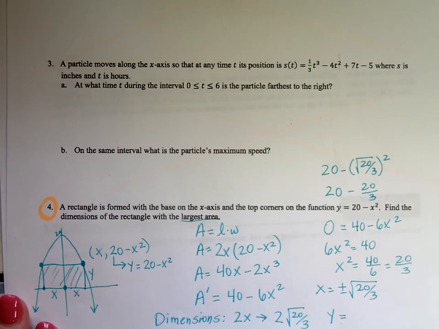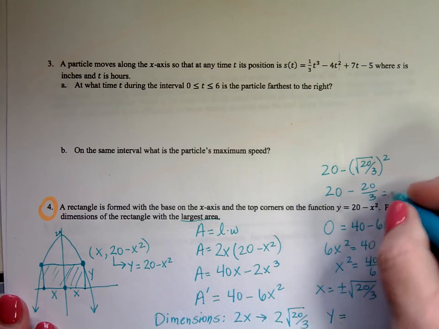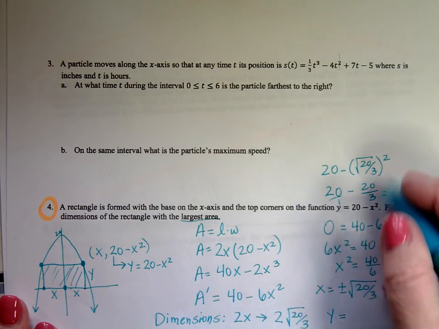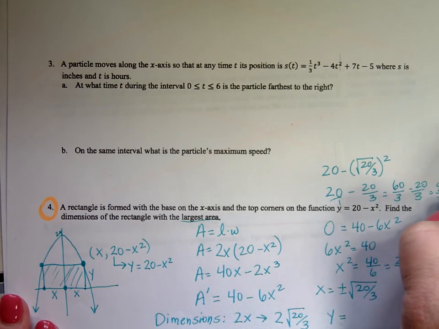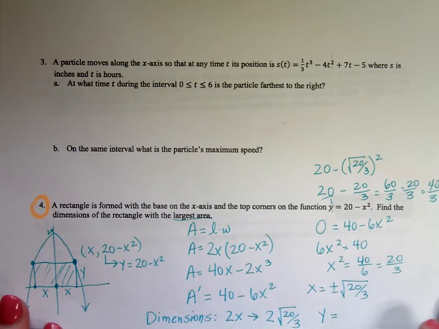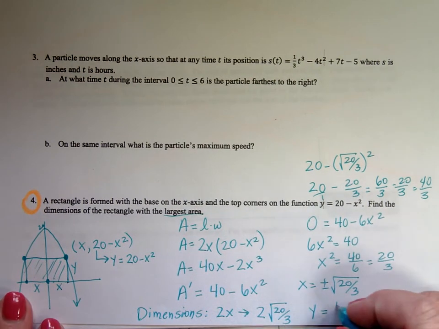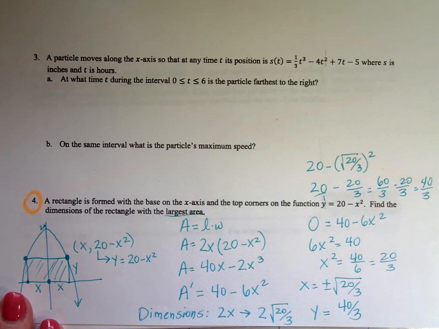If I want to subtract them, they need common denominators. This guy has a 1, he needs a 3. He's 60 thirds minus 20 thirds gives me 40 thirds. You can barely see me. That's my y value, 40 thirds. So my dimensions, and did they give me units on this? Nope, they didn't. All right, so 2 times the square root of 20 thirds is my length, and my width is 40 thirds, and that's the deal. So that was the first one that I picked.